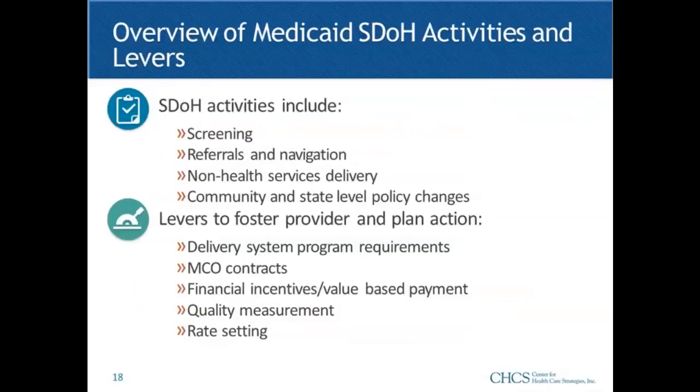Just briefly, in terms of an overview of the Medicaid focused social determinants of health activities and levers, we refer to a broad range that fall under this social determinants of health umbrella. And as Marcella said, the activities range from screening to referrals and navigation supports, among others. Some of the levers at the state, community, and local level that drive action here are noted. Time permitting, we're going to explore some of these further, but are going to focus on the delivery system program requirements, the MCO contracts in particular, given the focal point of our ACAP-funded report.